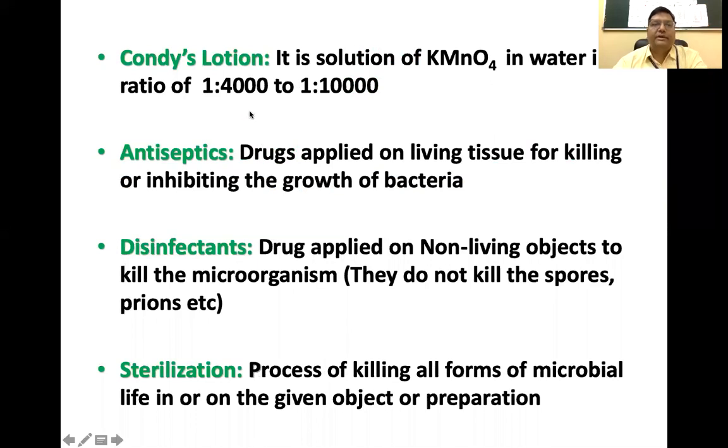So what is a Condy's lotion? Condy's lotion is a solution of potassium permanganate in water in a ratio of 1:4000 to 1:10,000. So not all the preparations of potassium permanganate in water are Condy's lotion. It should be in a range of 1:4000 to 1:10,000. That means this concentration is required for a solution to be known as Condy's lotion.